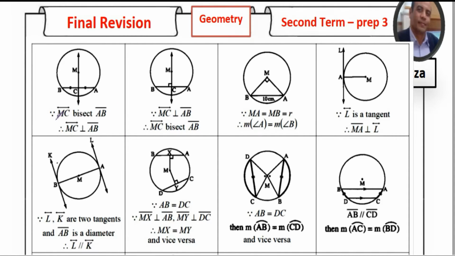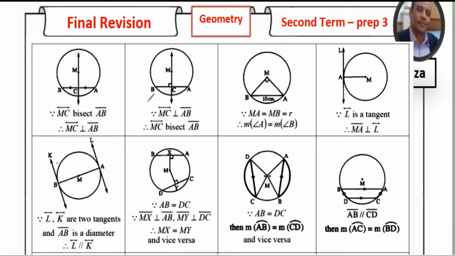As you see here in the first picture, if you have the circle M and MC is a straight line passes through the center of the circle M and bisects the chord AB, therefore MC straight line is perpendicular to the line segment AB.